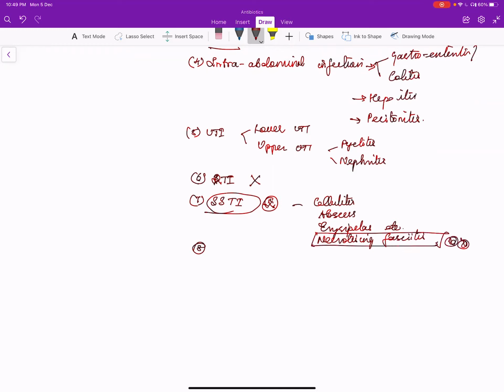After skin and soft tissue infection, we have BJI, bone and joint infections. Infection of the bone is called osteitis. Infection of the bone marrow is called osteomyelitis. Osteitis is actually infection of the bone, and infection of the bone marrow is called osteomyelitis. Infection of a joint is called arthritis. If it is due to infection, specifically we call it septic arthritis.